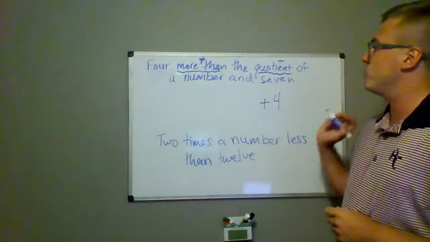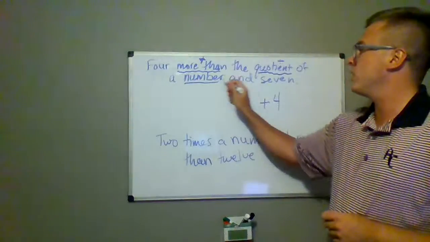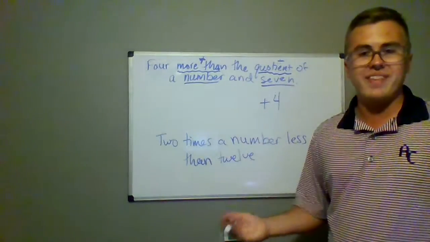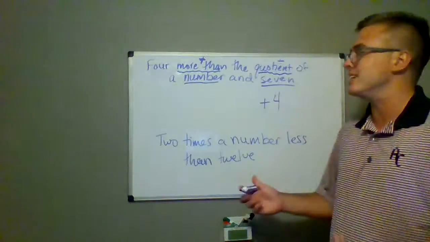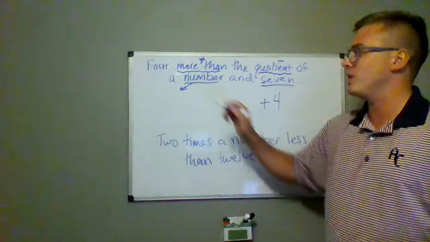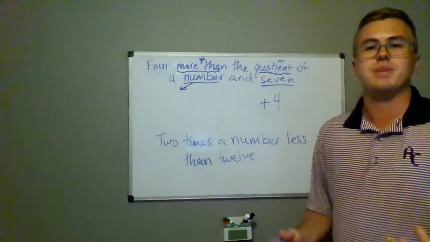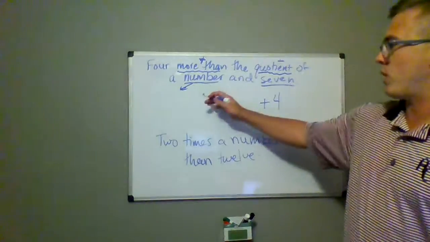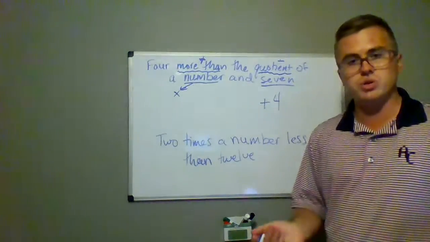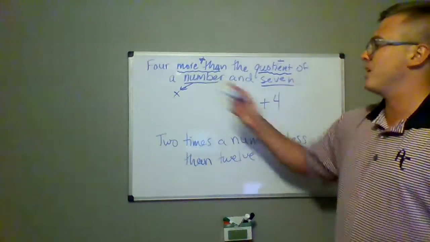Then I've got the quotient of a number and 7. Does it say what that number is? It doesn't. So we can just give this number a name because we don't know what it is yet, but we want something to keep its place. So I'm going to call it x because that's just my go-to variable. I'm going to say that number is x.